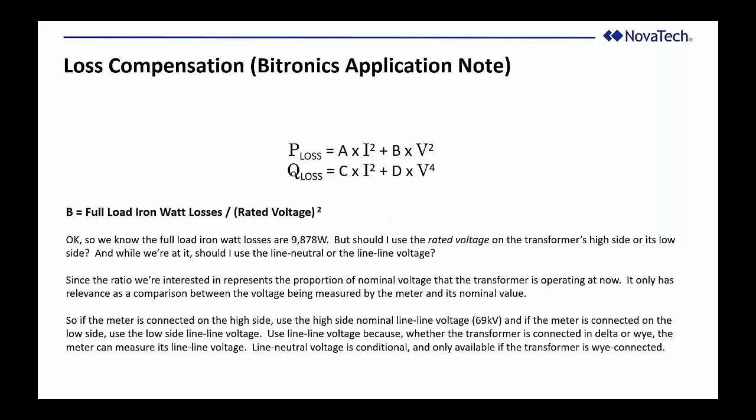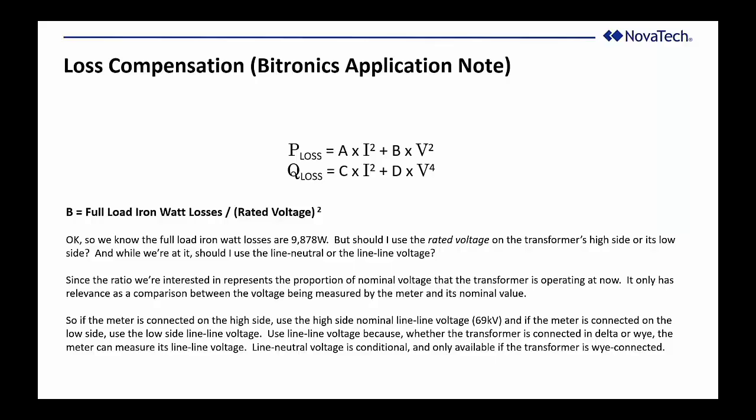Now, on the voltage, for my B factor, and this applies to both the B and the D factor, we have the same question. Do I use the high voltage side or the low voltage side, the 69 kV or the 12,470 V? But we also have another factor. When I'm calculating my B or my D coefficients, do I use the phase-to-phase voltage or the phase-to-neutral voltage? That's important, because if I am measuring the phase-to-phase voltage with the meter and I'm dividing by the phase-to-neutral voltage, you're going to get the wrong answer.